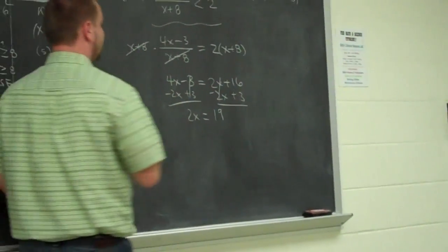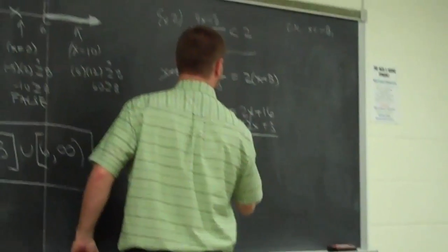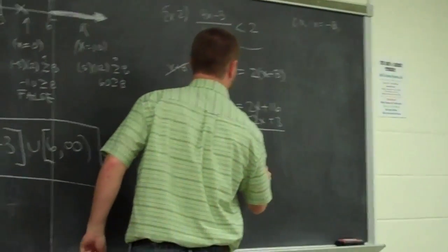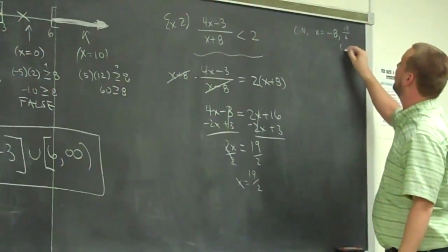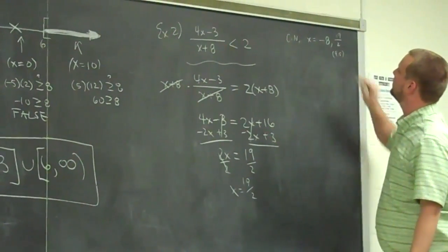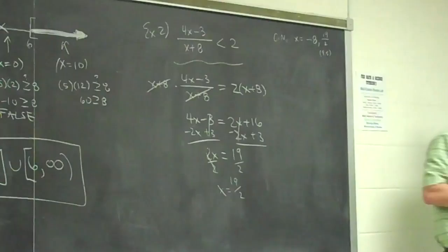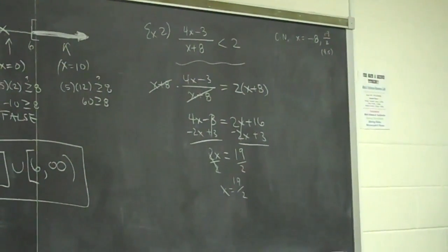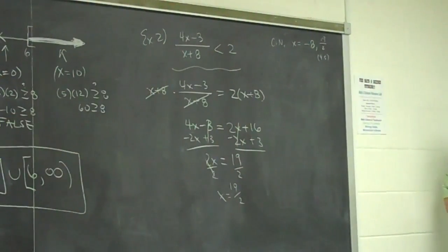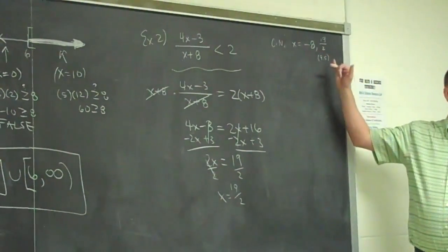So x would equal 19 over 2, which is, what, like 9.5-ish? No, that's exactly 9.5. So those are my critical numbers: negative 8 and 9.5.